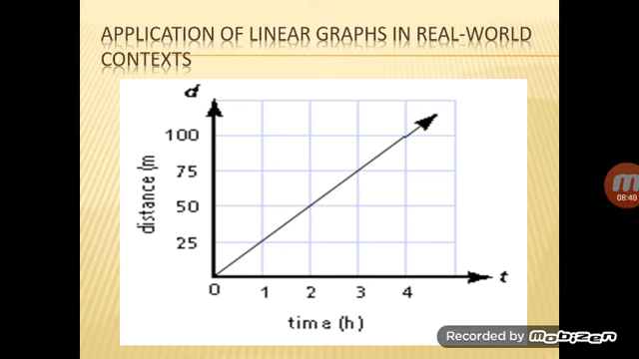From the graph you can easily check what the distance covered over some specified time period is. For example, in 3 hours how much distance is covered? Yes, it is 75 meters. So hence you can locate any time related to the distance over here. This is the application of the linear graph in the real-world context.